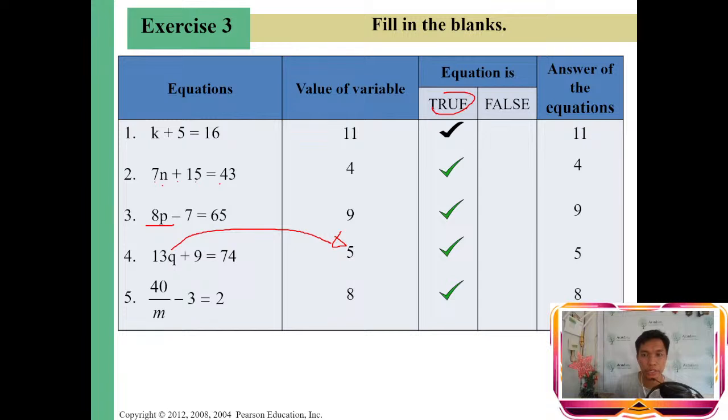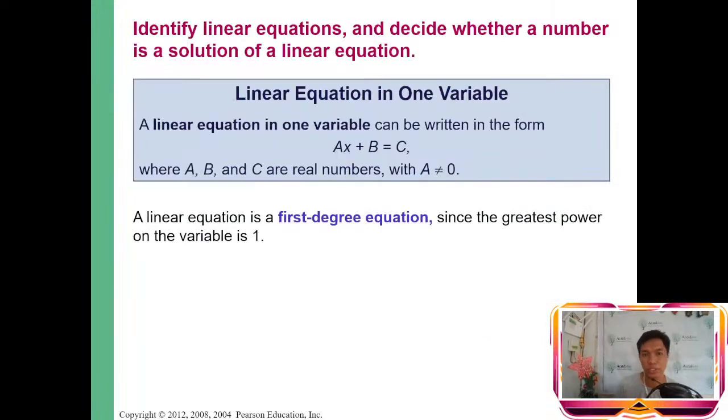Look at this one here. What is a linear equation in one variable? It must be like this. This is the standard form: ax plus b equals c, where x is your variable. It can be written in the form ax plus b equals c, where a, b, and c are real numbers. Take note, a must not be equal to 0.